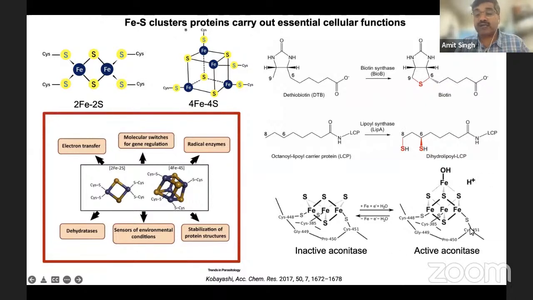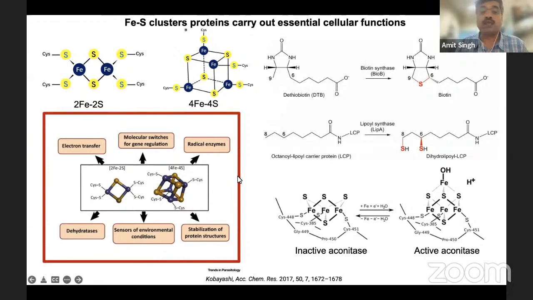Similarly, the enzyme aconitase, which I'm sure every one of you has heard about, is a gatekeeper enzyme for the TCA cycle, which converts citrate to isocitrate, and therefore aconitase activity is also dependent on the presence of a 4 iron 4 sulfur cluster. So a lot of these functions are being carried out by iron sulfur cluster proteins. They are key for metabolism, respiration, gene regulation, and electron transfer reactions. Therefore, most of the time, they are essential for organisms which carry iron sulfur cluster proteins.